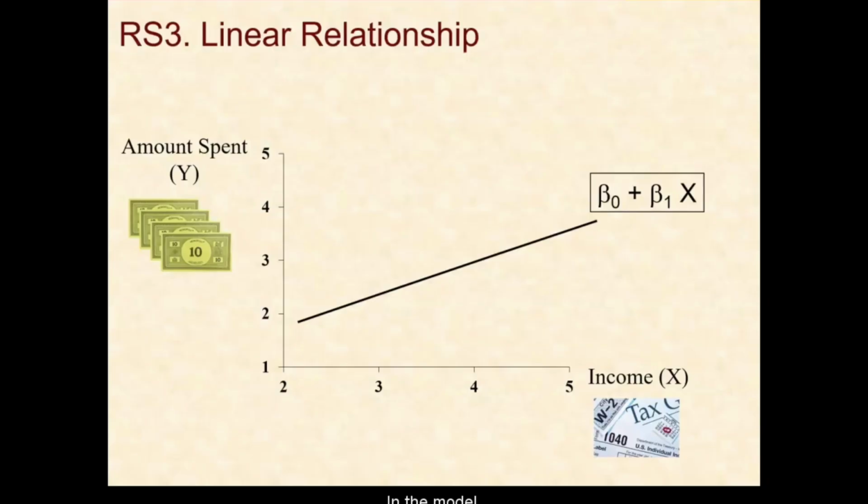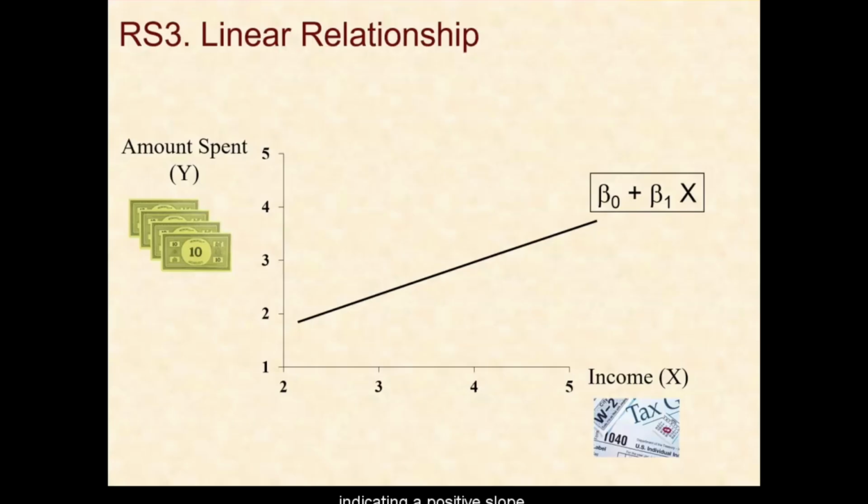In the model, beta naught represents the y-intercept of the equation. The constant is what the value of y is when x equals 0. Graphically, it is the point at which the line crosses the y-axis, where x equals 0. The constant beta 1 represents the slope of the equation. The slope of the line is a measure of the degree to which y changes for each unit increase in x. As income goes up by 1 unit of income, the amount spent goes up by beta 1 units of amount spent.